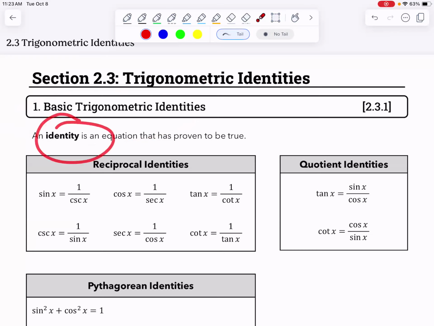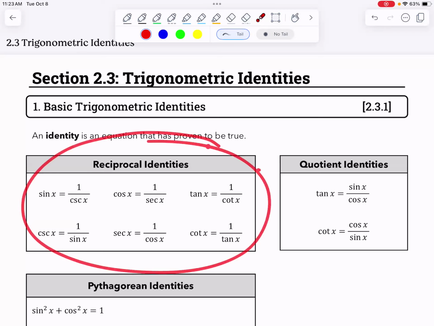An identity is an equation that has been proven to be true, or that we assume to be true as a foundation of mathematics. 1 is equal to 1. 3 is equal to 1 plus 2. They're simple, they're identities. We have these reciprocal identities.